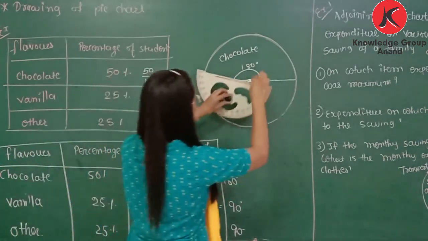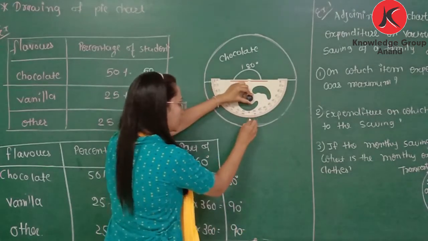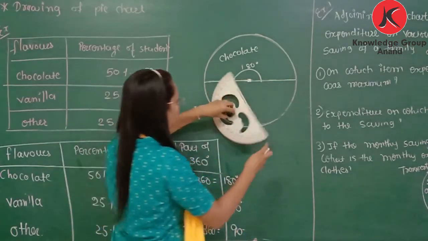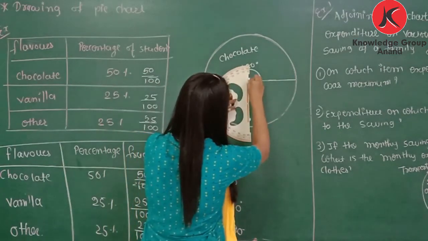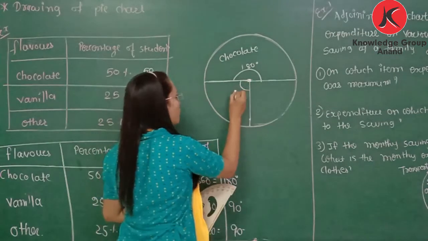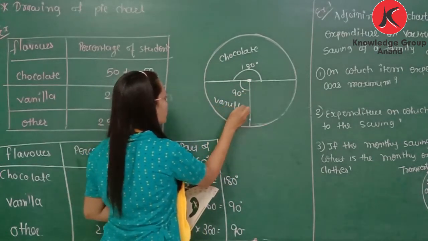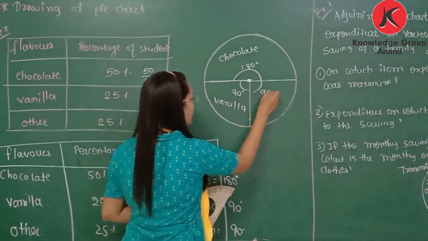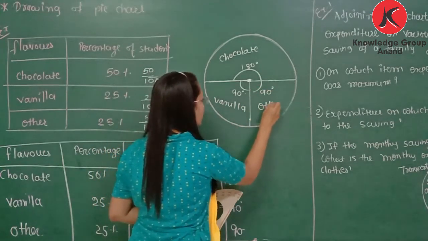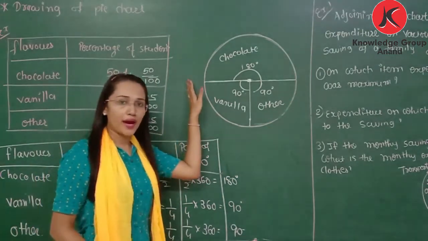Now we draw this line. Now use a protractor. And next is 90 degrees. So this is 90 degrees. So draw a line that represents 90 degrees with this line. So this is what? 90 degrees, and that represents vanilla flavor. And this is the 90 degrees remaining, that is other flavor. Clear? So this way you can draw a pie chart.